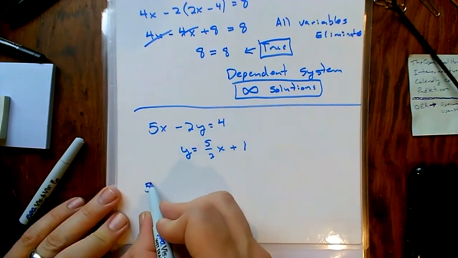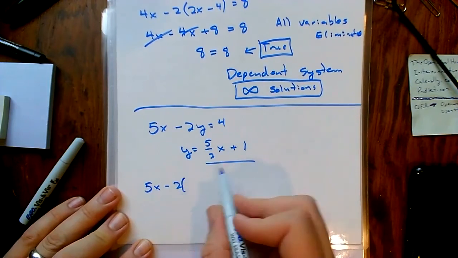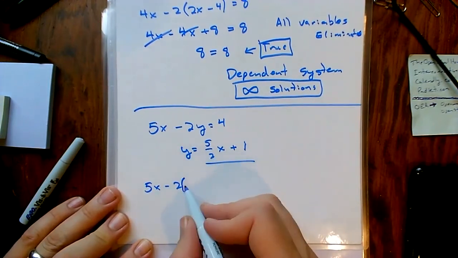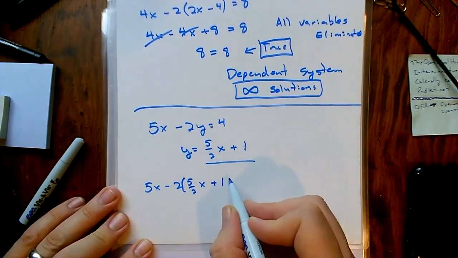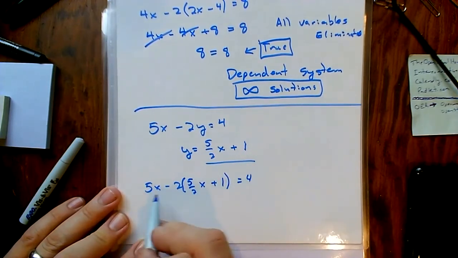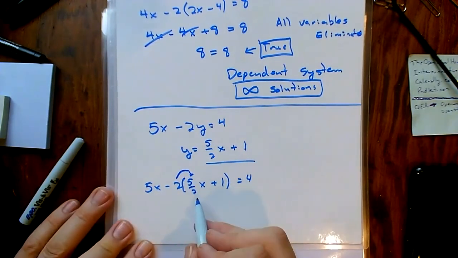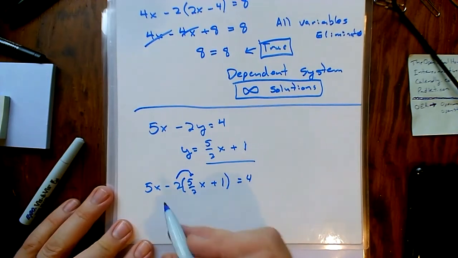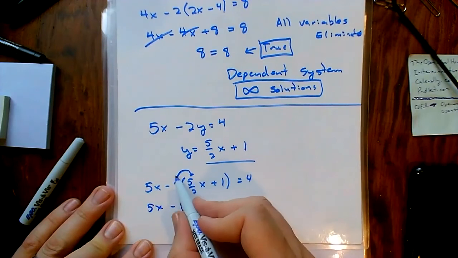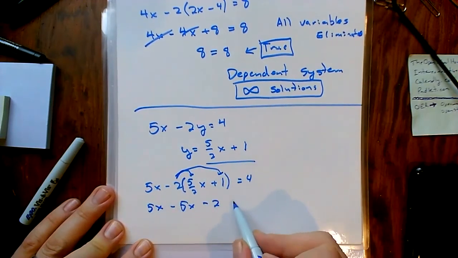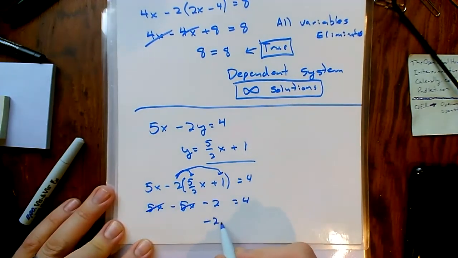So I've got 5x minus 2, and instead of y, we're putting in this expression. Things that are equal are interchangeable. 5x minus 2 times 5/2 x plus 1 is equal to 4. Well, let's go ahead and distribute. 2 times 5/2 is going to be just 5, and the negative just changes the sign. So we've got 5x minus 5x, then minus 2 is equal to 4. 5x minus 5x is 0. So I've got negative 2 equals 4.